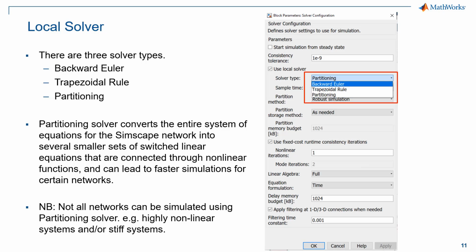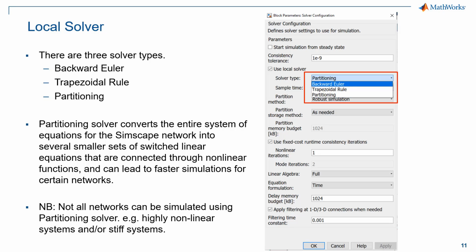There are three local solver types: backward Euler, trapezoidal rule, and partitioning. Partitioning solver converts the entire system of equations for the Simscape network into several smaller sets of switched linear equations that are connected through nonlinear functions. This can lead to faster simulations for certain networks. It's important to note that not all networks can be simulated using partitioning solver. For example, highly nonlinear systems and/or stiff systems may require some adjustment before partitioning solver could be used.